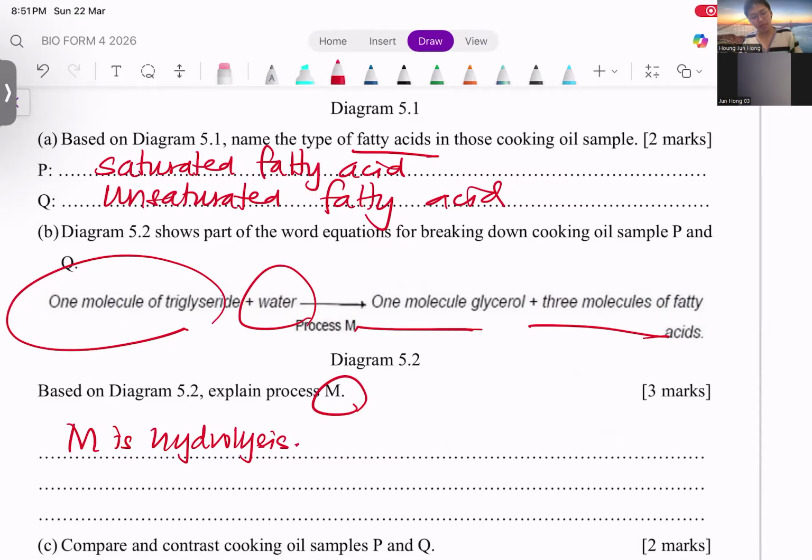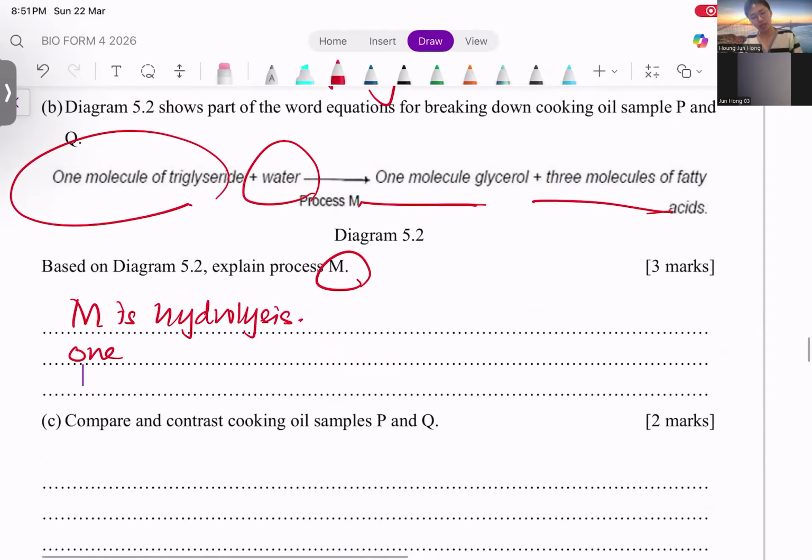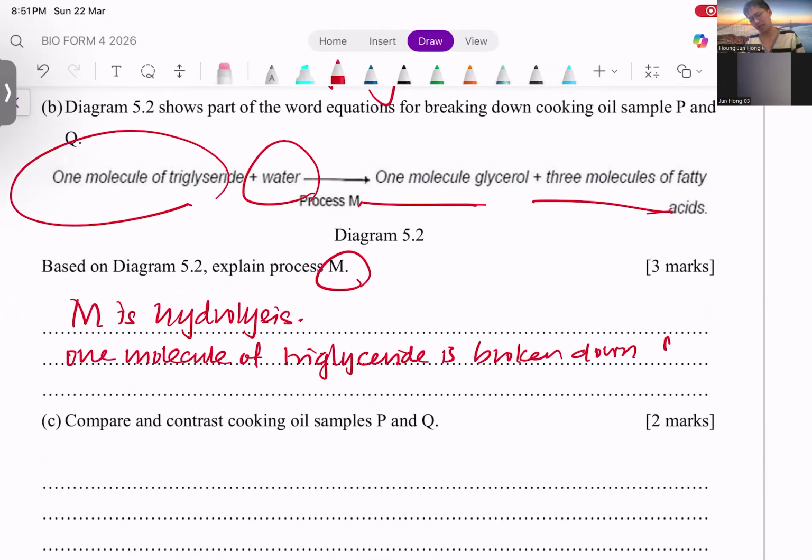And what happened here? Basically, again, you can go through the whole process. One molecule of triglyceride is broken down. And I literally just copy that. Just copy. This is such a simple chapter, right? Just copy only. A molecule of glycerol and 3 molecules of fatty acid.